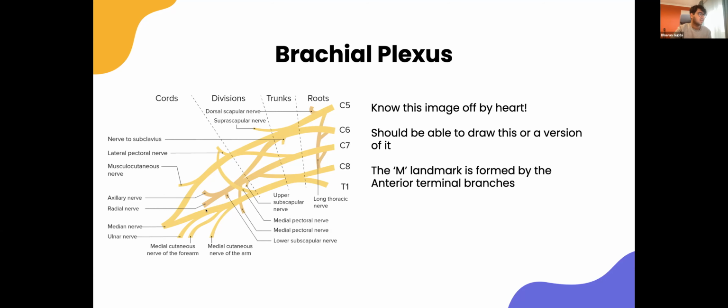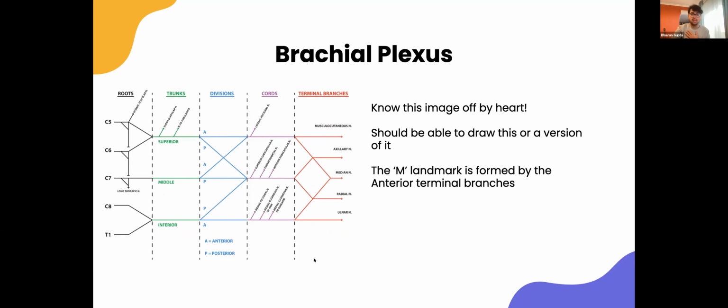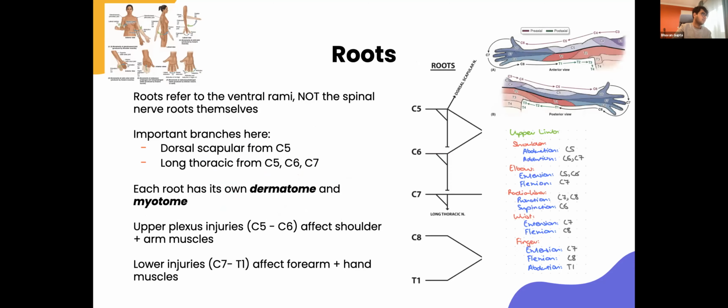I'm not sure if you guys ever got to see specimens for the brachial plexus or for upper limb, but the M landmark really helps to identify what nerve is what. And that's over here, if you guys can spot that, the M. Okay. So another version of this diagram that I personally like is this sort of cleaner diagram, and it helps to understand it a little bit more. So let's take a quick look at each of these.